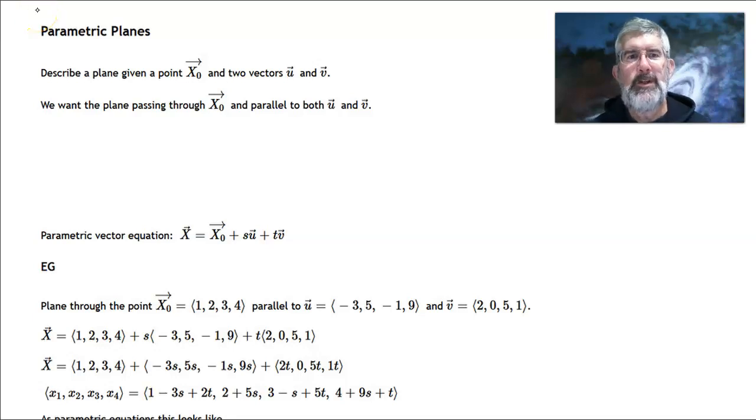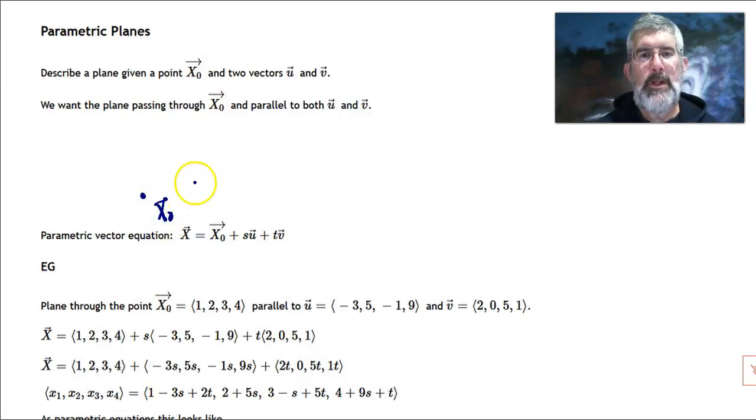In this video, we want to take a look at describing planes using parametric vector equations. The idea here is we're going to be given a point somewhere in Rn, and we're going to call that point x0. And I'm going to be given two vectors, let's draw it from here, u and v, that I want to be parallel to the plane. So x0 is going to be on the plane.